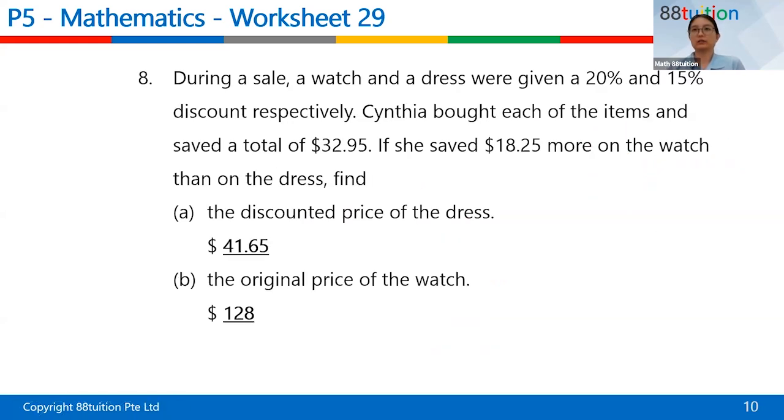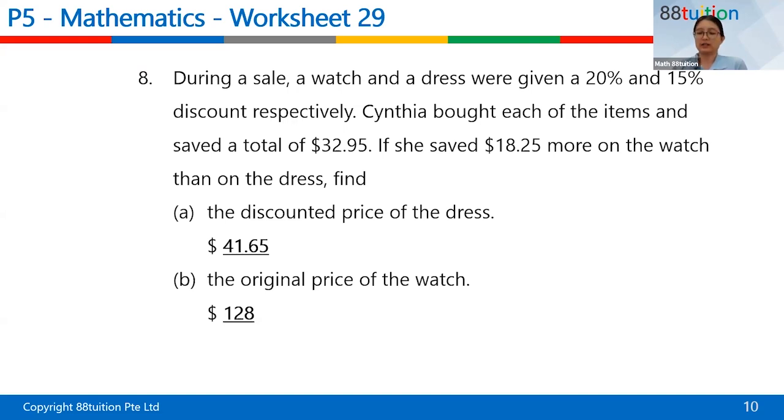During a sale, a watch and a dress will give out 20% and 15% discount. You bought each of the items and save a total of this. If you save this more on the watch than on the dress, find the discounted price of the dress.